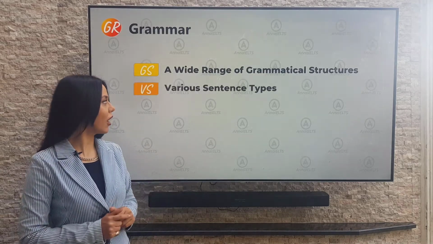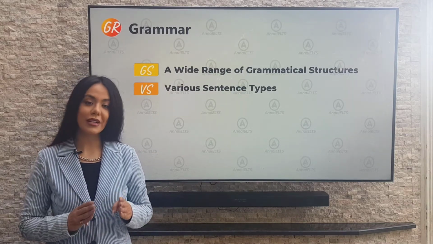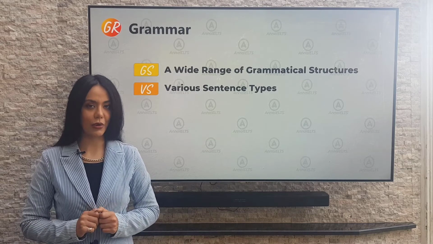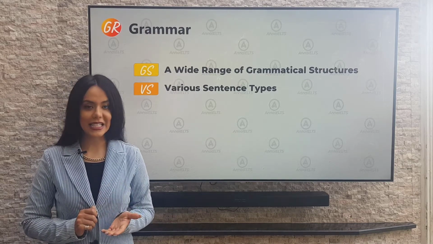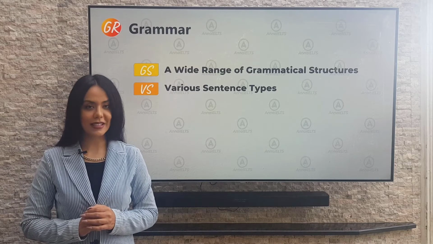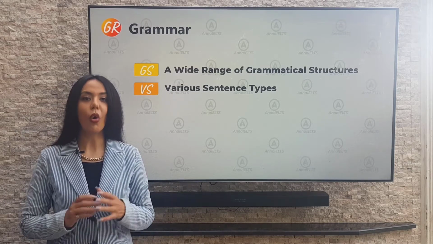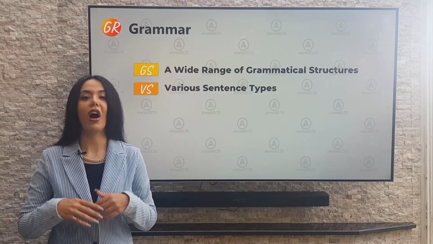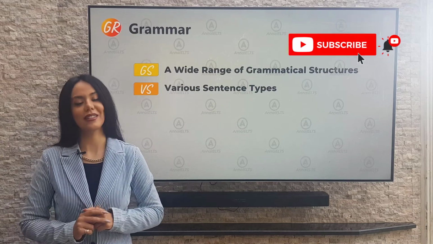Number 2 is called various sentence types. There are 4 sentence types in the English language: simple sentences, complex sentences, compound sentences, and compound and complex sentences. All the IELTS writing with a higher band score actually includes these 4 sentence types.